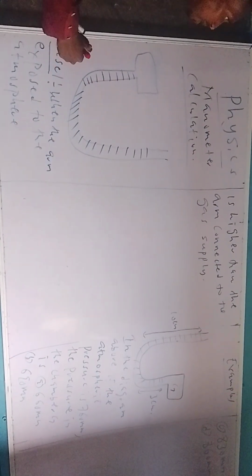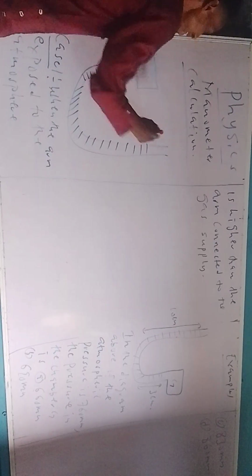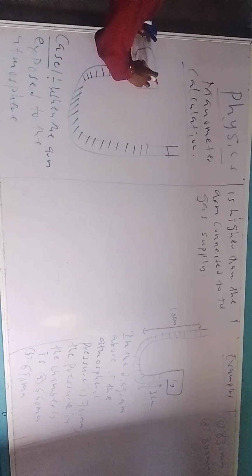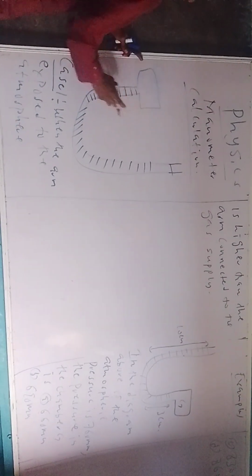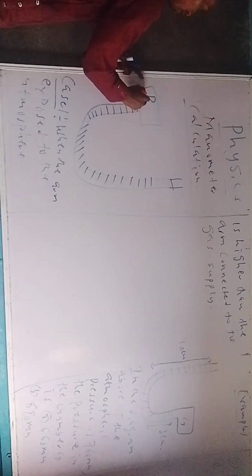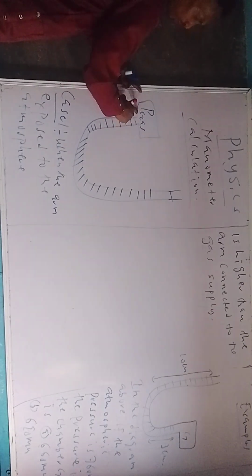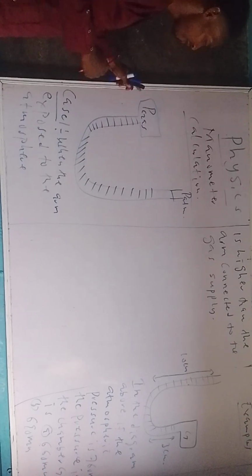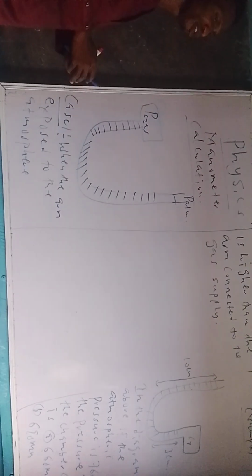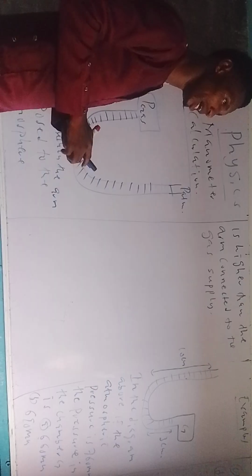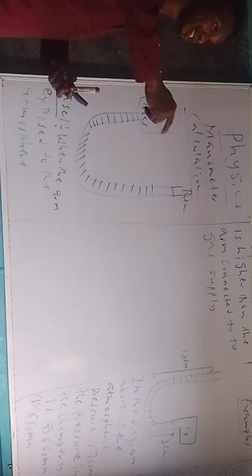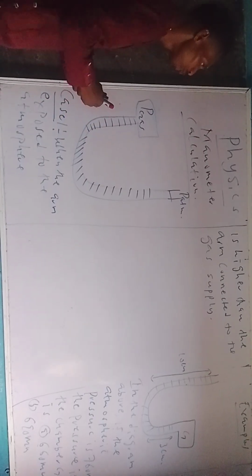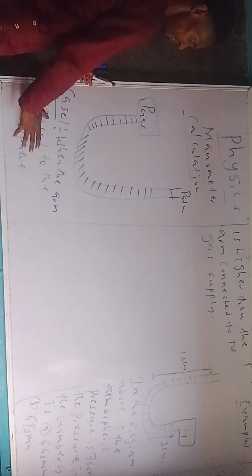This is case 1. Now, what formula are we going to use? The arm exposed to the atmosphere, and this one is the arm connected to the gas supply. Let's take it as P gas, that is pressure, and the other as P atmospheric. Don't forget the principle that guides pressure in liquid: liquid pressure increases with depth.